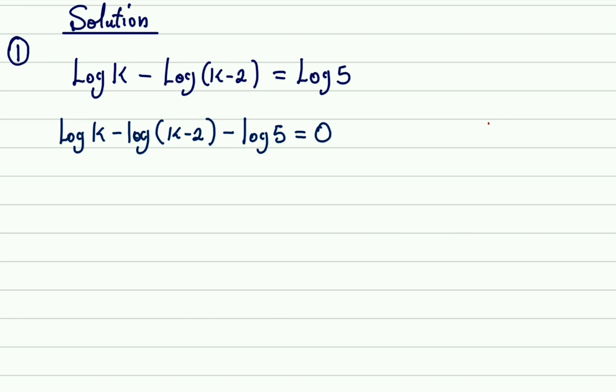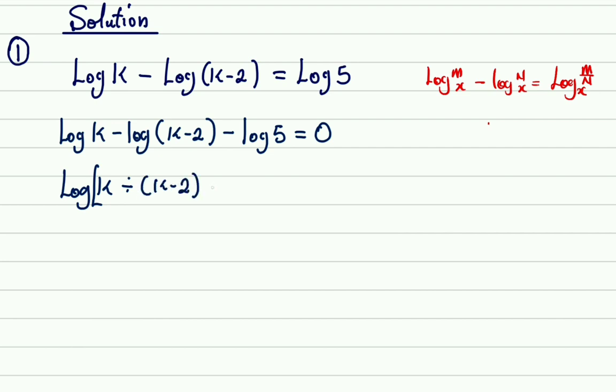Since we have this, I want to remind you from one of the laws of logarithms that has to do precisely with subtraction. It is stated that once you have log m base x minus log n base x, this is written as log m divided by n base x. That's exactly what I'm going to be doing here. So this is going to be log of k, divided by, instead of minus now, k minus 2, then divided by 5, of course, is equal to 0.